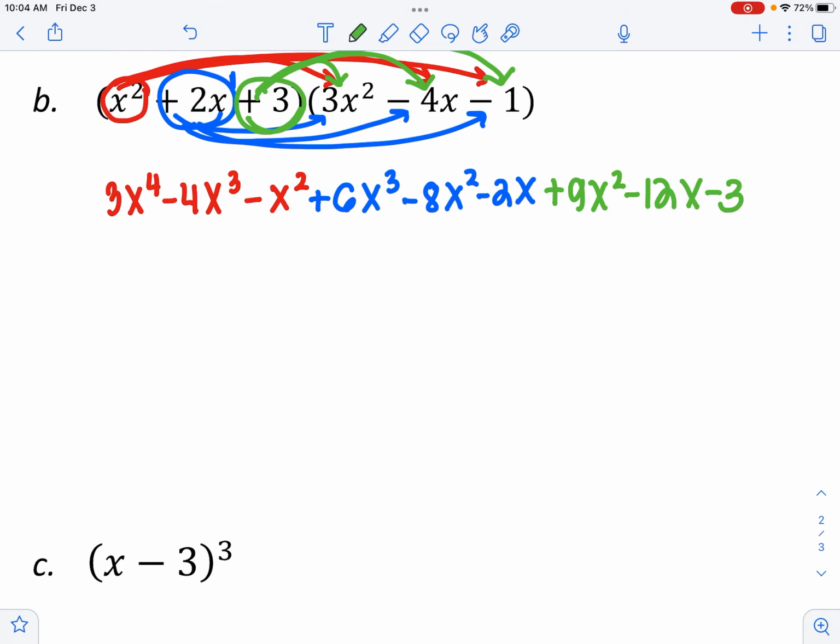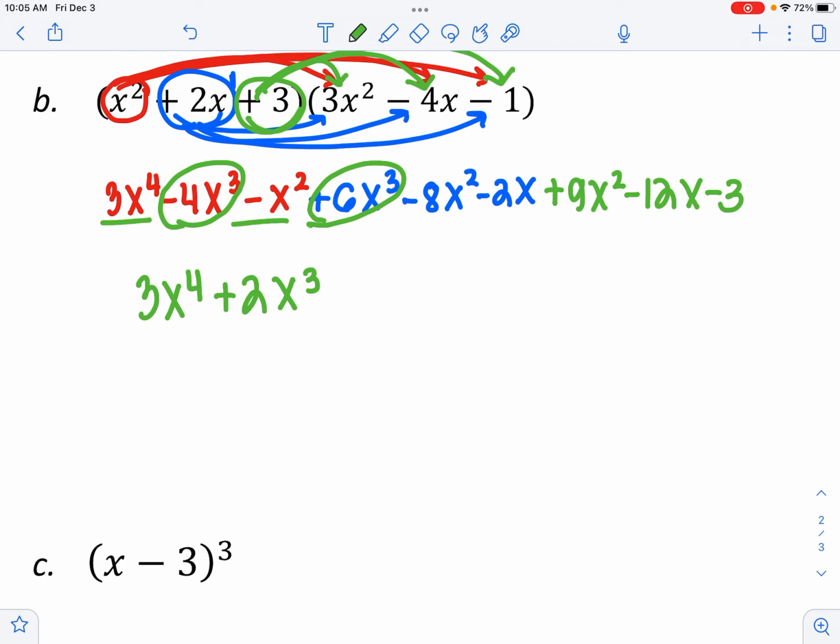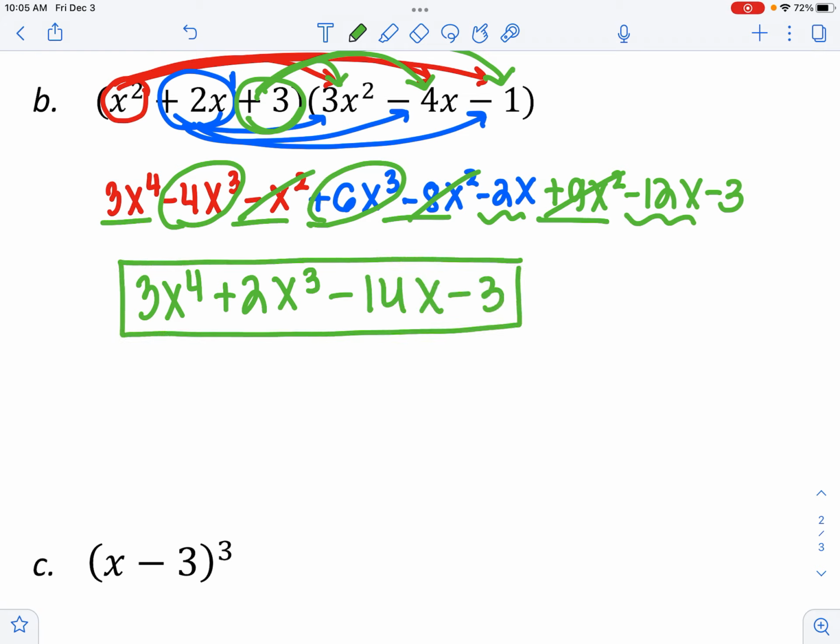All right, last but not least, I'm going to combine like terms. We'll start with the highest degree or highest exponent, which is a 4, so that's 3x to the 4th. All right, now look for cubes. I have a negative 4x cubed and a 6x cubed, which is 2x cubed. I have a negative x squared, a negative 8x squared, and a 9x squared, which is 0x squareds, so I don't have to write anything down. Those are gone, right? Then I have a negative 2x and a negative 12x, which is negative 14x, and then a minus 3. And there is my polynomial function in standard form.